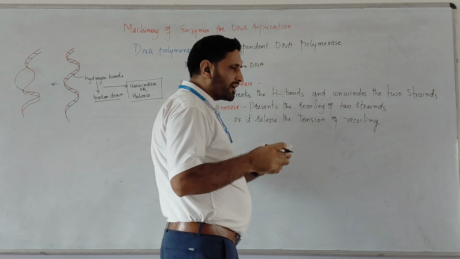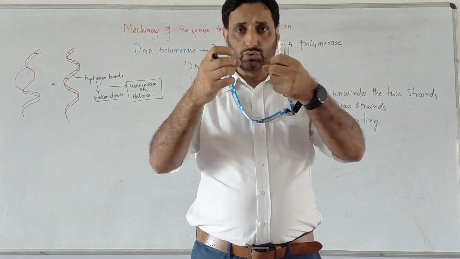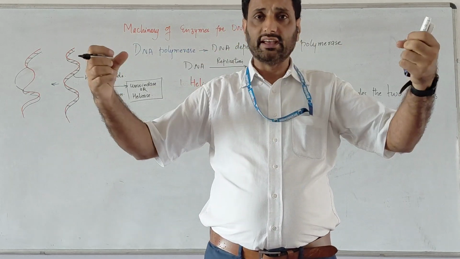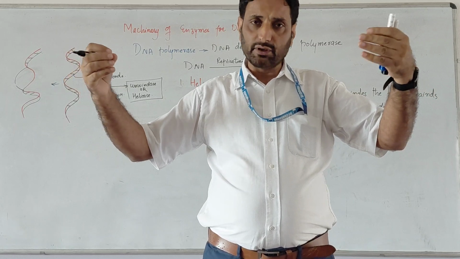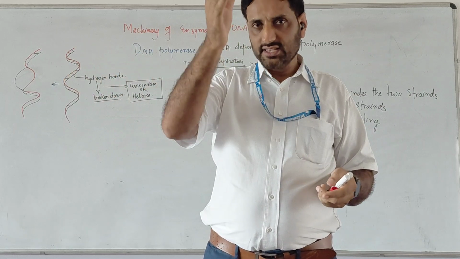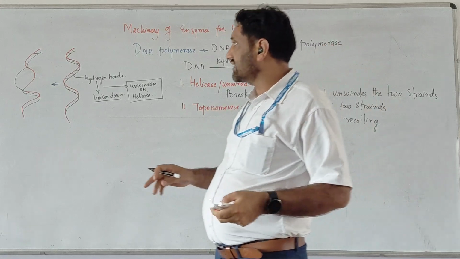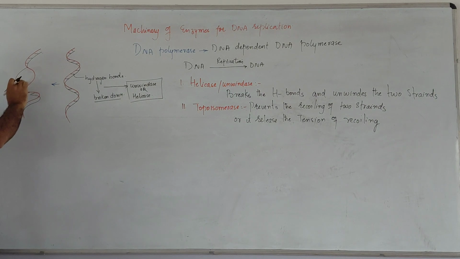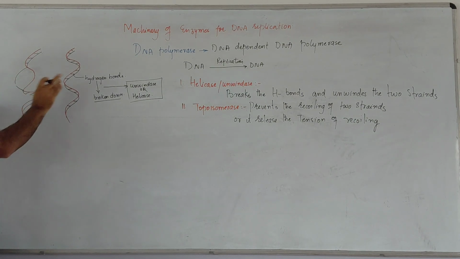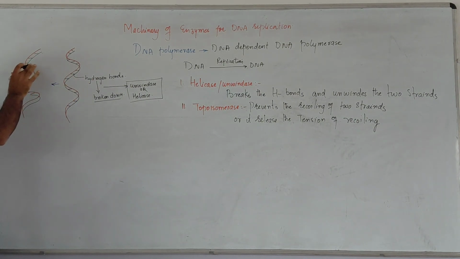When you pull the two strands of a rope and then release them, the two strands of the rope will recoil again like the same rope. The same is the case here. When you pull this strand from here and this strand from here, and the hydrogen bonds are broken by the helicase enzyme, there will be a tension for recoiling. That tension is released by the topoisomerase enzyme, and these strands do not get recoiled again.